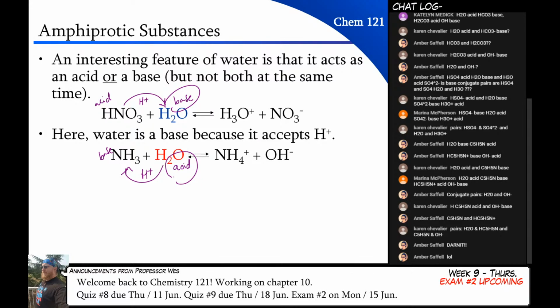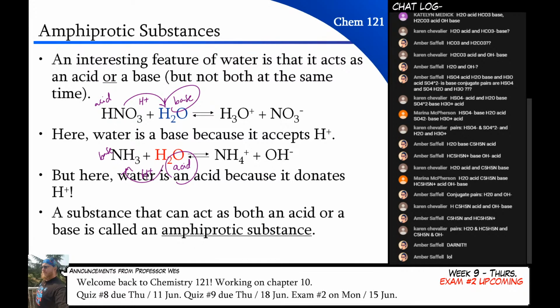Amphiprotic substances can go in both directions. It depends on what you are reacting it with. Water is by far the most common amphiprotic substance. Technically anything could be amphiprotic, well, anything with an H plus, I guess you could say.